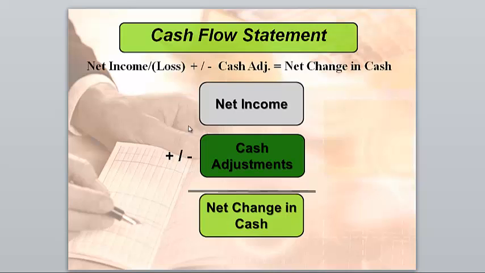And then your cash flow statement basically starts out with net income plus or minus cash adjustments gives you net change in cash. There are actually 3 different sections to the cash flow statement. There's the operating activities, the investing activities, and the financing activities, which hopefully you can go into your old accounting books and get more detail on that.